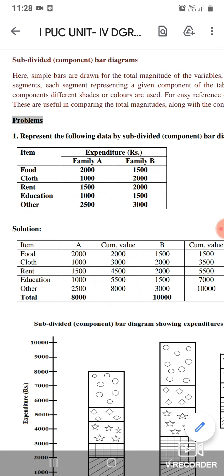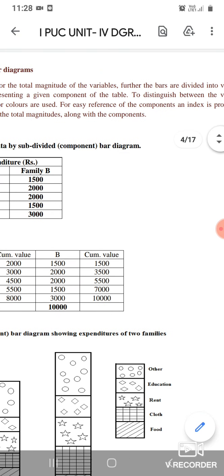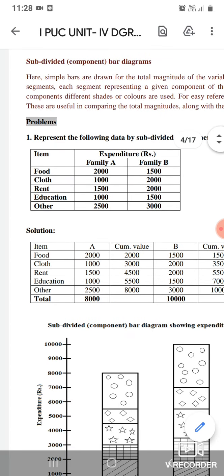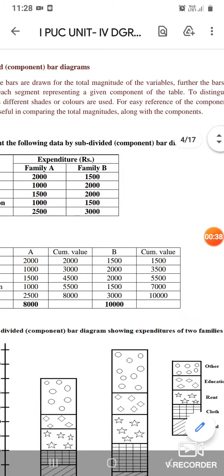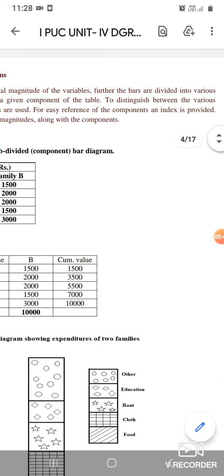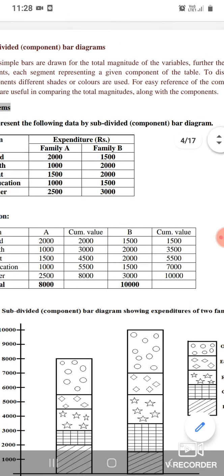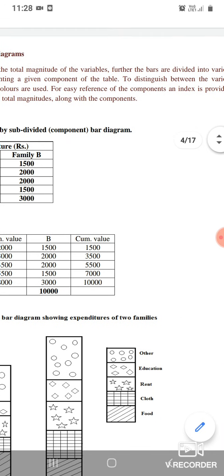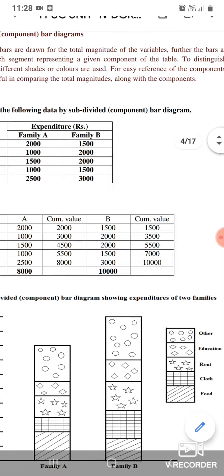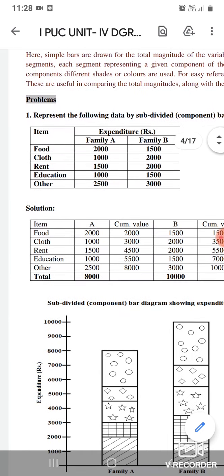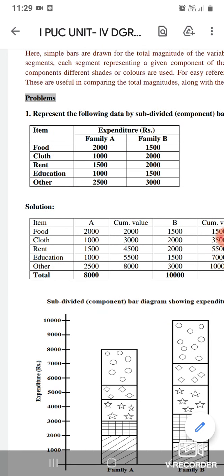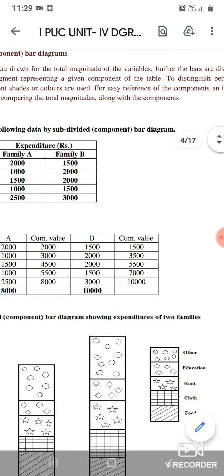Here simple bars are drawn for the total magnitude of the variables. Further, the bars are divided into various segments, with each segment representing a given component of the table. To distinguish between the various components, different shades or colors are used. For easy reference of the components, an index is provided. Index is nothing but key. Then these are useful in comparing total magnitudes along with the components.